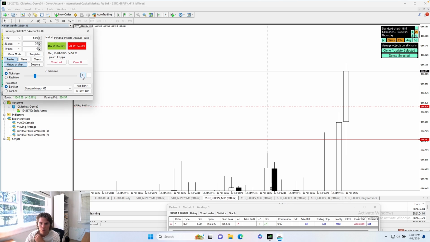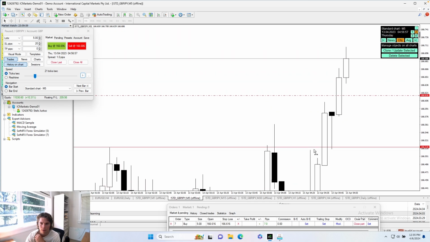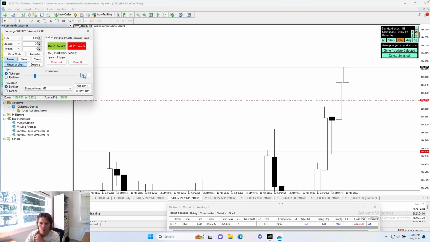Let's see. Still got a bit of time. I think I'm just going to go into aggressive sort of trailing here. I don't want to be too impatient with this trade, but I also don't want to get nothing from it.